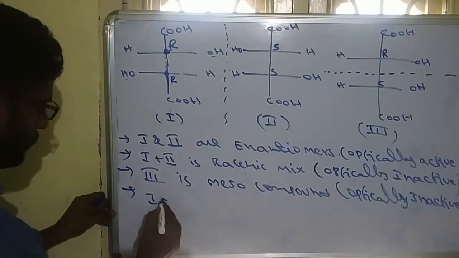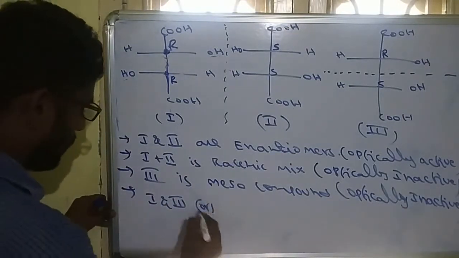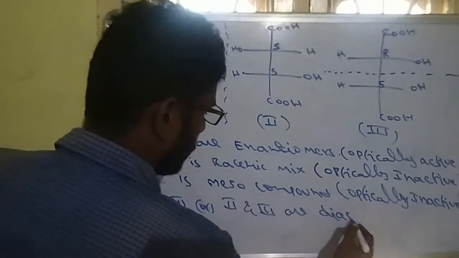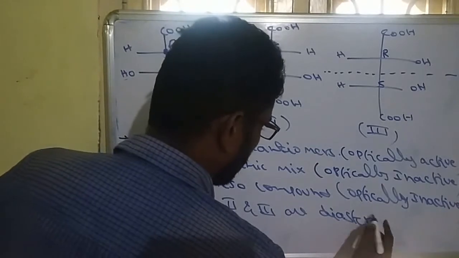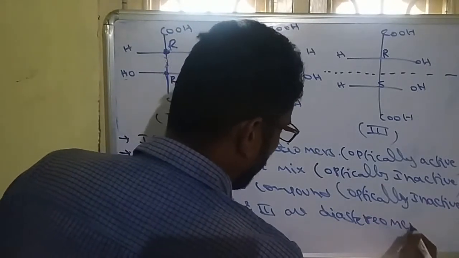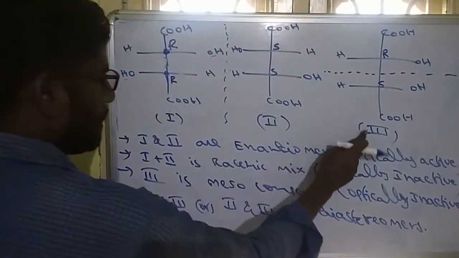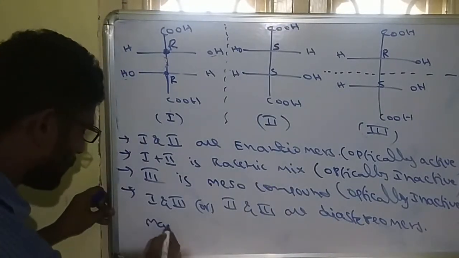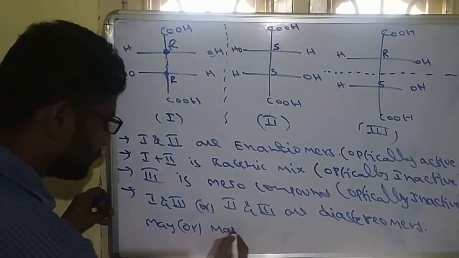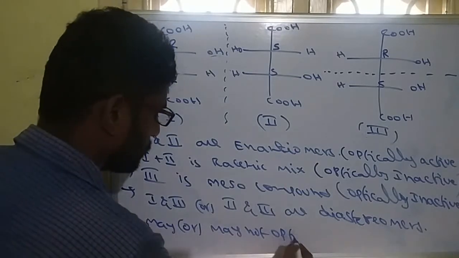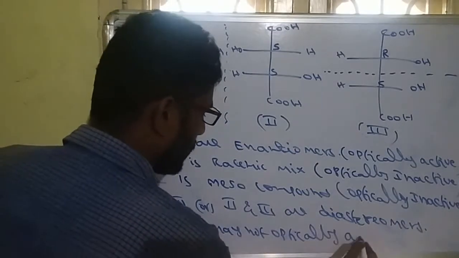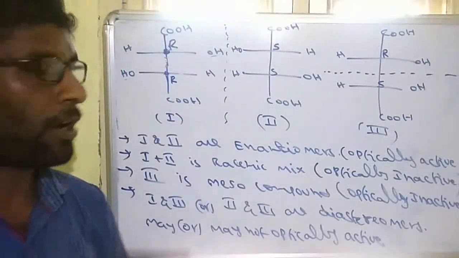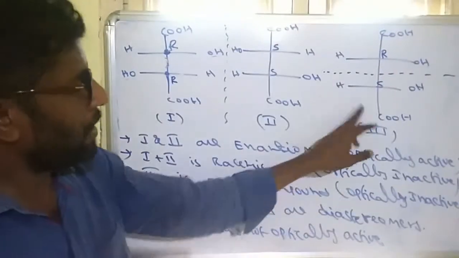Finally, 1 and 3 or 2 and 3 are diastereomers. So diastereomers may or may not be optically active. So diastereomers can be optically active or may not be optically active. Example, 2 and 3. See this?